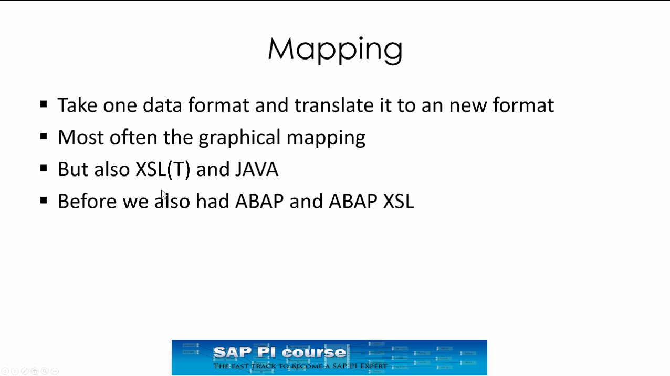You can do mappings in XSLT and in Java also. These are a bit more complicated and require some deeper skills, but the graphical mapping you can do out of the box without any further development. Before, we also had ABAP and ABAP XSLT, and some people were fond of using these. Obviously, when we're going to a single stack, we don't have any ABAP, so if you have any ABAP mappings, you need to convert those to Java mappings and do the same operations in it.